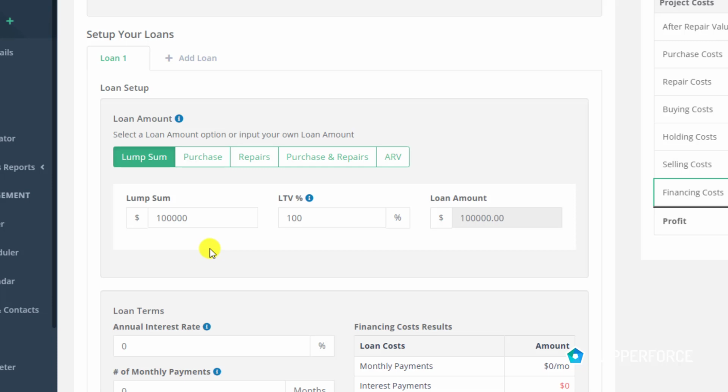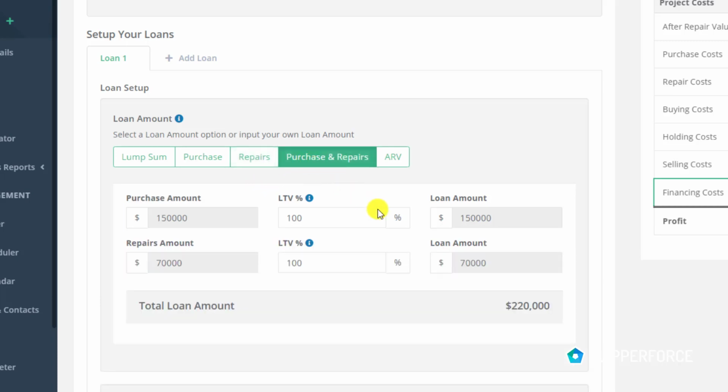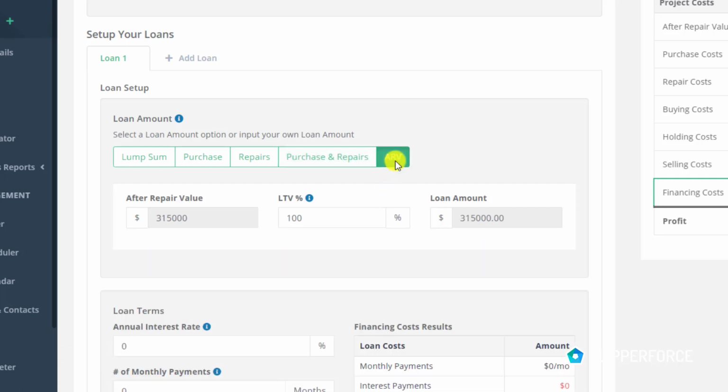Otherwise, the other loan options are based upon the analysis values that you've previously entered into the previous steps in the analysis. So if you selected the purchase option, that would use the purchase price amount of the property that you entered into step 2 of the analysis. If you selected the repairs option, that would use the repairs amount that you entered into step 3. If you selected the purchase and repairs option, that would be a loan amount for both the purchase amount and the repairs amount combined. And finally, the ARV would be a loan amount based upon the after repair value amount that you entered in step 1.